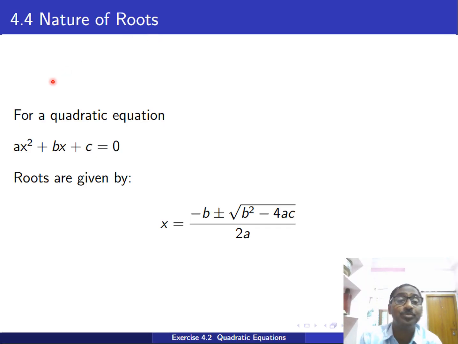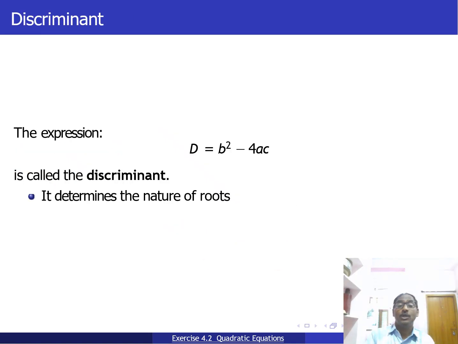Nature of roots. For a quadratic equation ax square plus bx plus c equal to 0, roots are given by x equal to minus b plus or minus root over b square minus 4ac by 2a. So the expression d equal to b square minus 4ac is called the discriminant. What do we call b square minus 4ac? We call it the discriminant. It determines the nature of roots.